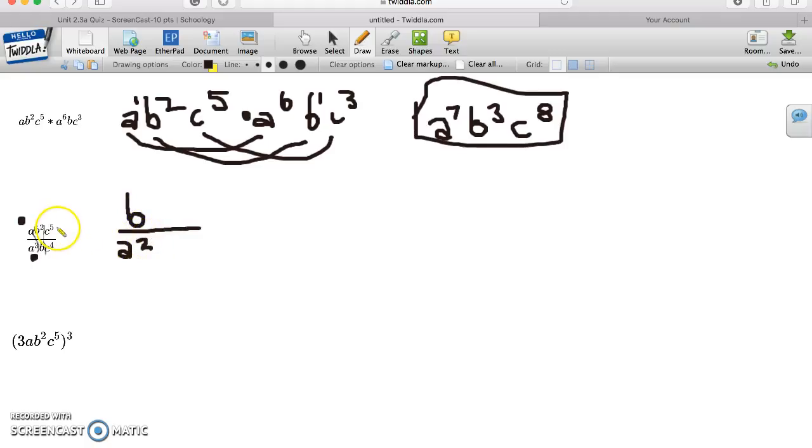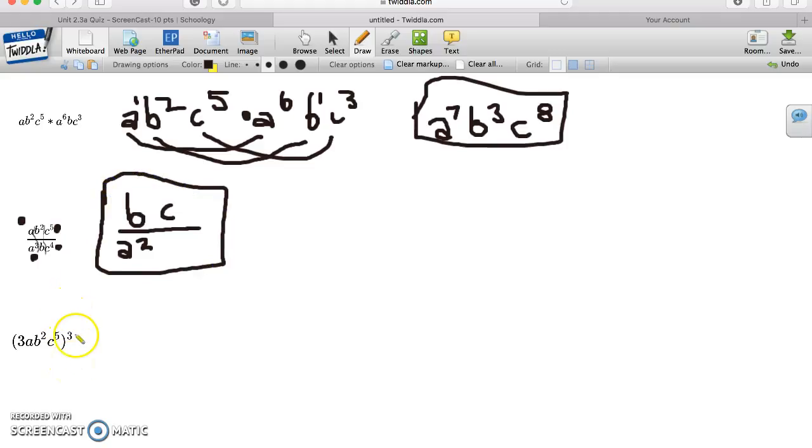And then lastly, we have C to the 5th power and C to the 4th power. So we subtract those and we just get C on top. And that is our answer. B to the 1st power, C to the 1st power over A to the 2nd power.